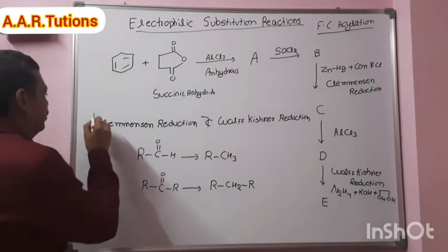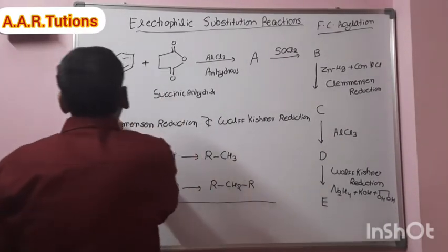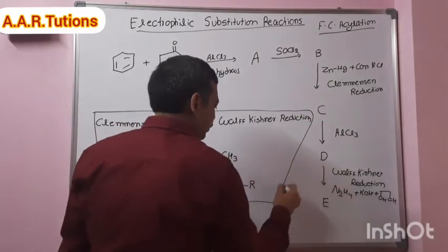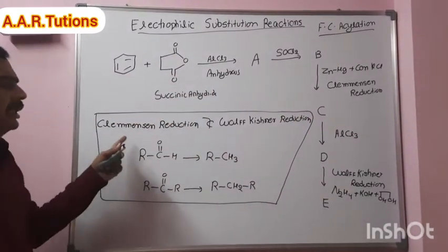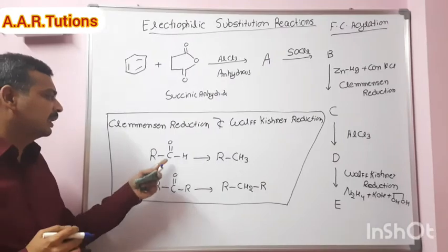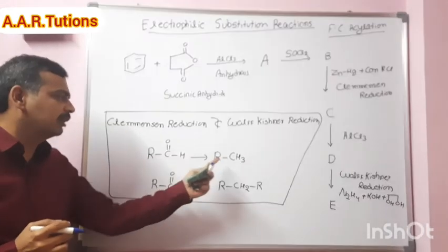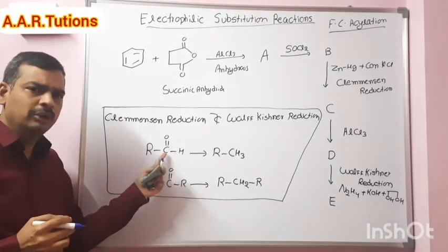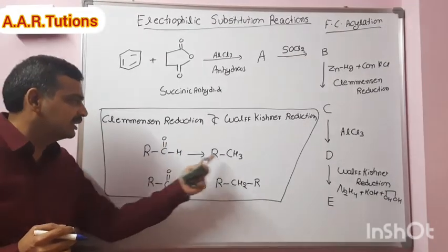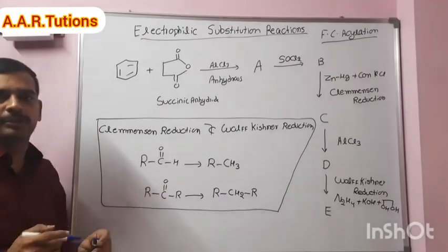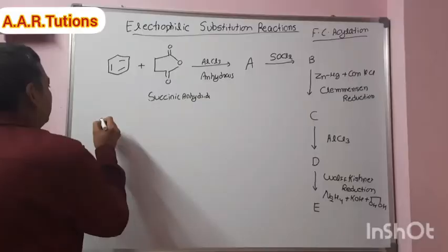Okay, so note down this point. Very important. In Wolff-Kishner reduction and Clemmensen reduction, the CO group is converted into CH2. So here CO is converted into CH2, this is a reduction reaction.